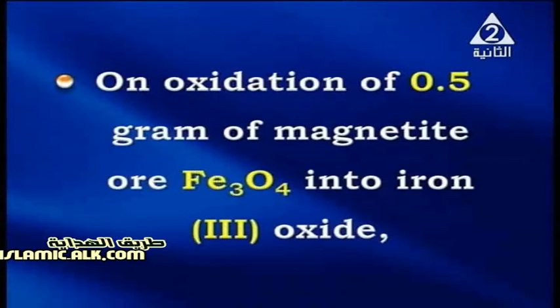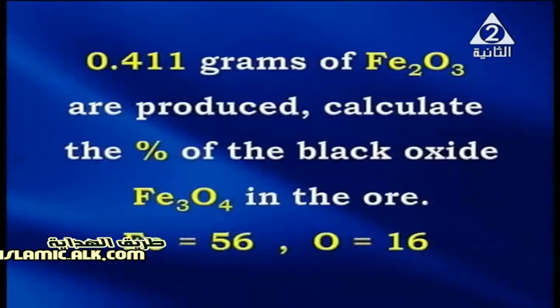On oxidation of 0.5 gram of magnetite ore Fe3O4 into iron 3 oxide, 0.411 gram of iron 3 oxide is produced. Calculate the percent of black oxide Fe3O4 in the ore, where the atomic mass of iron equals 56, oxygen equals 16.